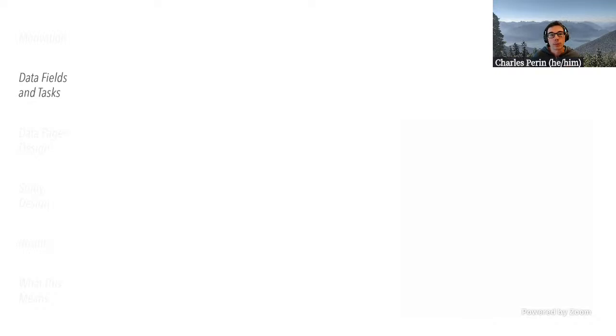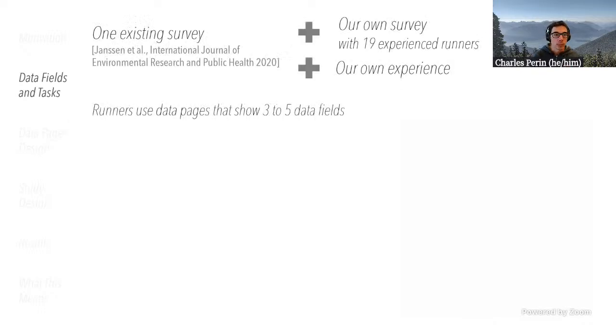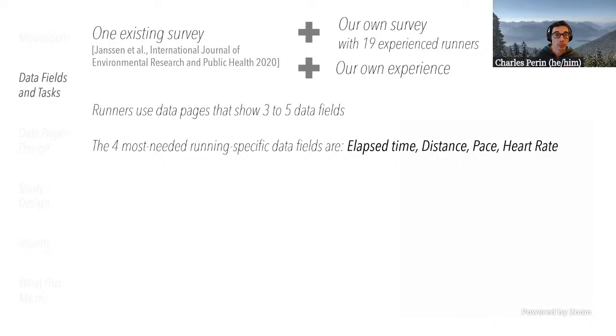But before this, we needed to know what data fields runners use when running. And so we combined an existing survey with our own survey and our own experience as runners as well to find that runners typically show 3 to 5 data fields on one data page on their watch, and that these are the 4 most needed running-specific data fields.